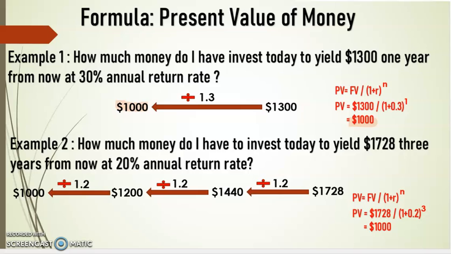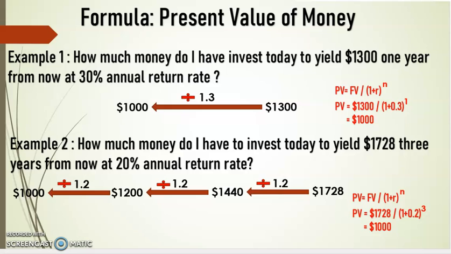The second example shows the same 1,728 that you require after 3 years at a 20% annual rate. Then use the present value formula. What is the present value that you have to invest now? You take the 1,728 that you require after 3 years and divide by 1 plus 0.2, which is 20% divided by 100, and you get 1,000 to be invested now to get 1,728 after 3 years.